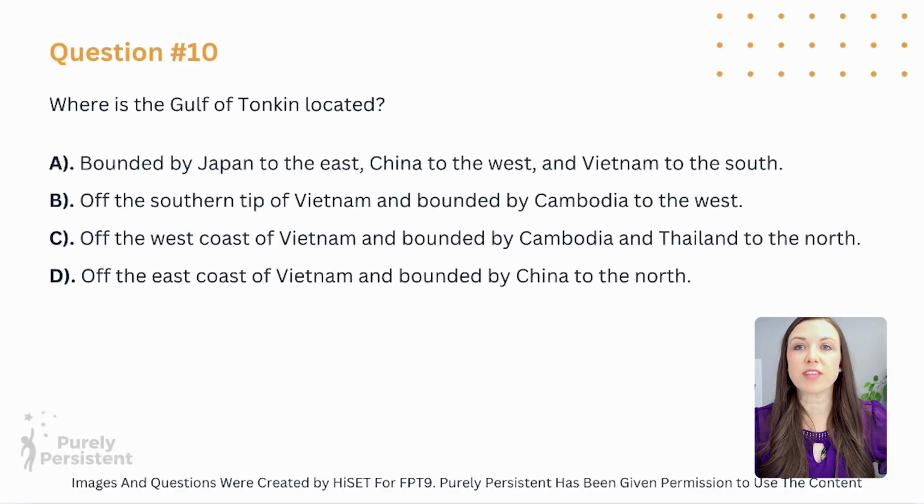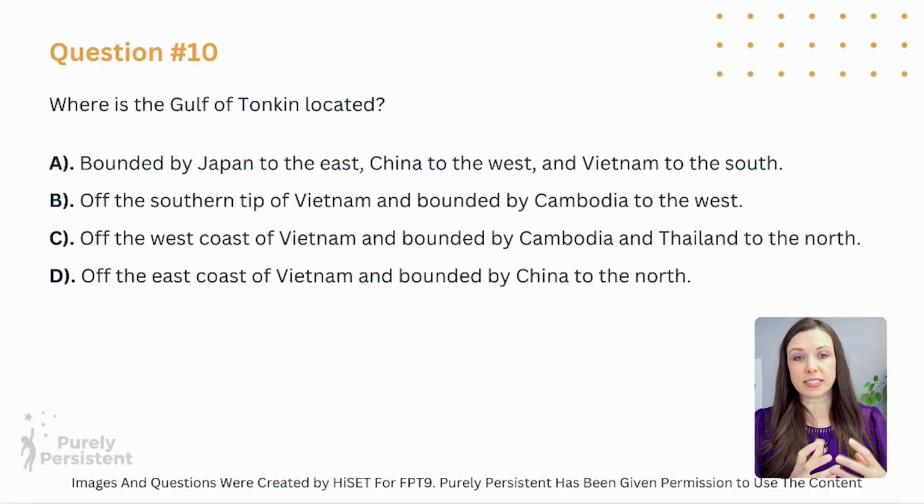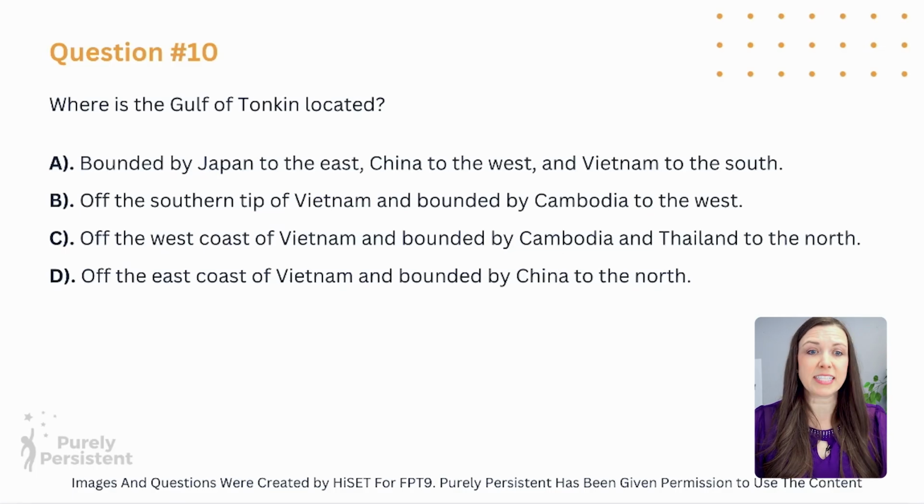Where is the Gulf of Tonkin located? All right, friends, this one you're just going to have to do your best guess, okay? Sometimes we have to guess, all right? So we know that it is in Vietnam, and notice all of these say Vietnam, okay? So fun fact, it is actually D, off the east coast of Vietnam and bounded by China to the north.